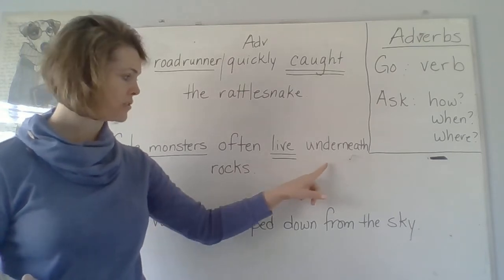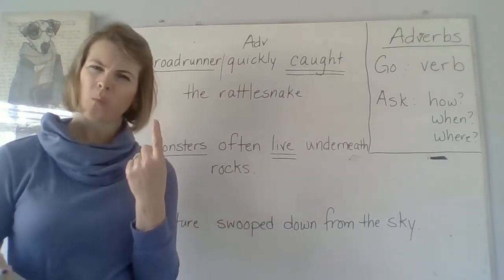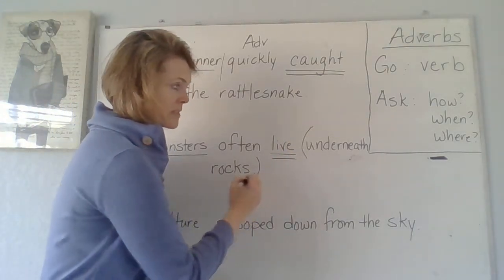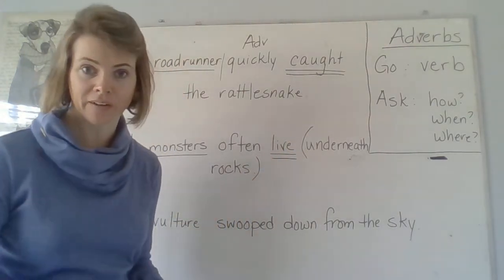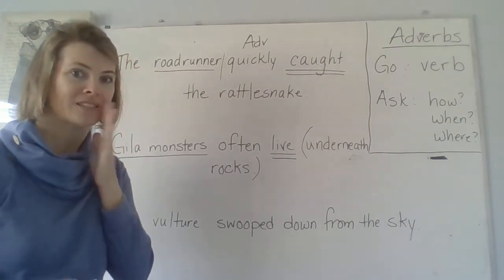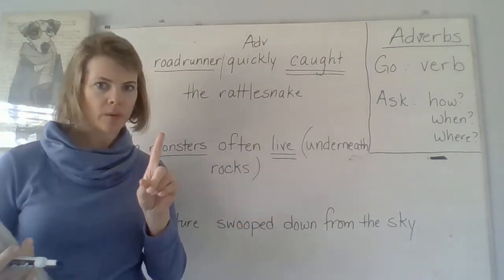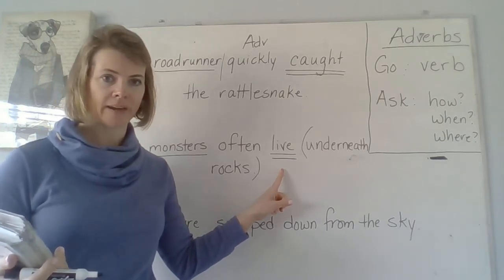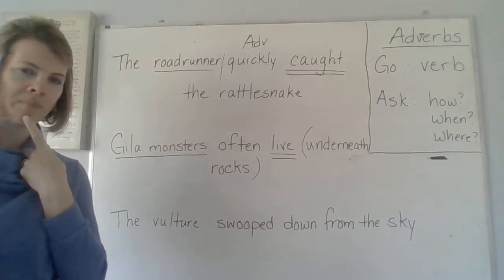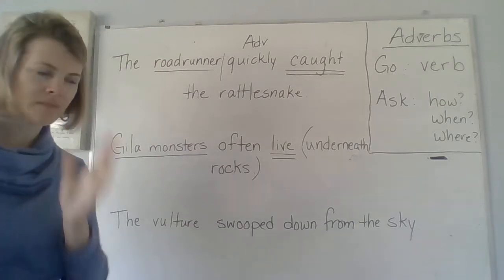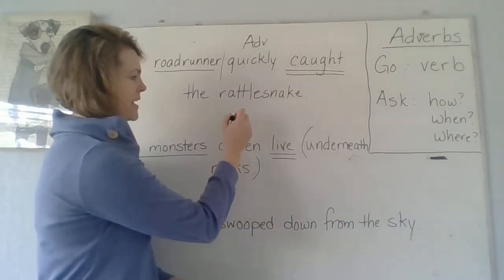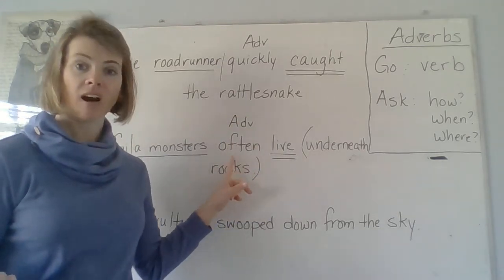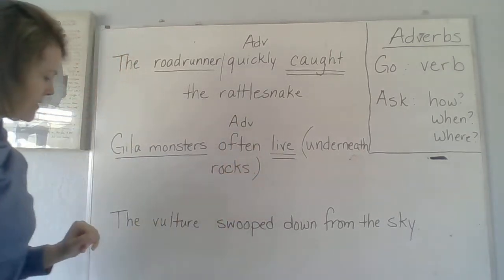He lives underneath rocks. But is that one word? No, that's two words, and that is actually a prepositional phrase, which we'll learn later on this year. Bonus. But let's go back. We need one word that answers the question, lives how, when, or where. Can you spot it? It's kind of the only thing left, isn't it? It's often. That answers the question, live when? Often.